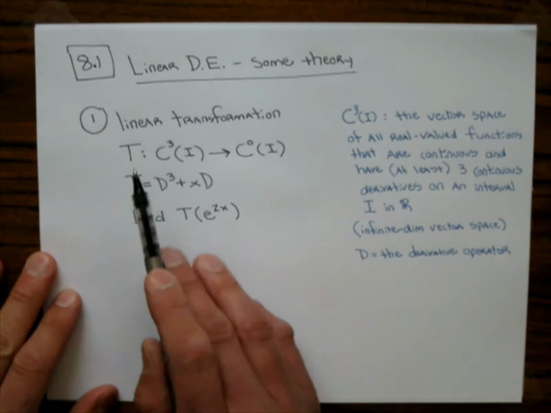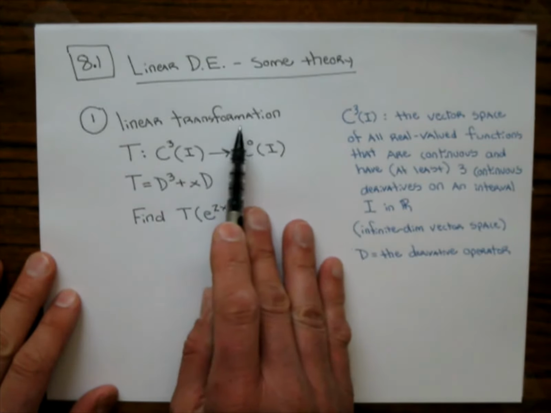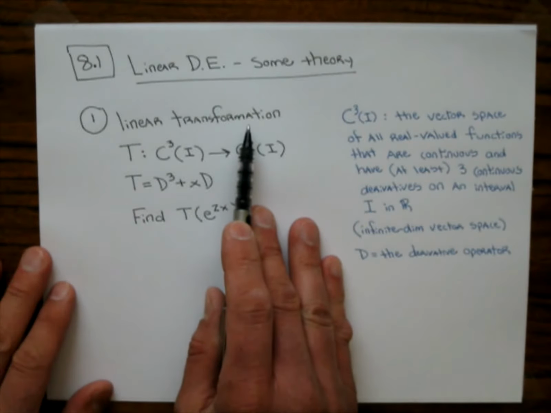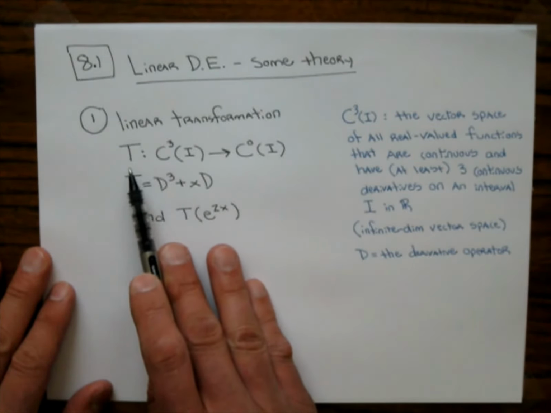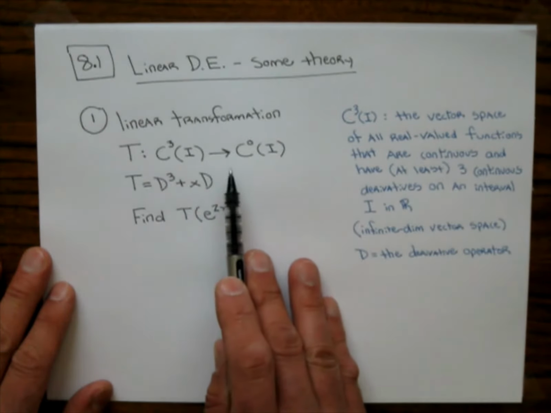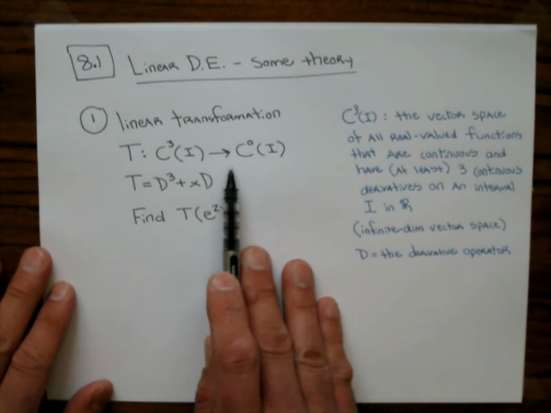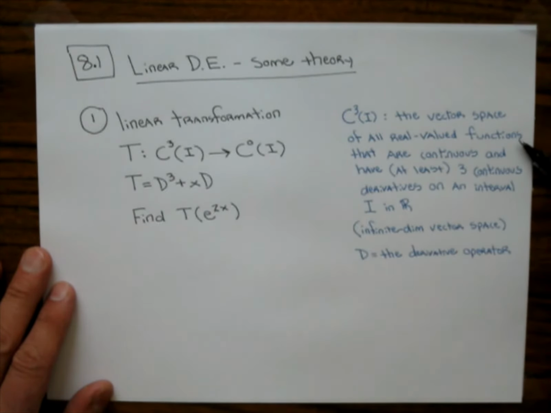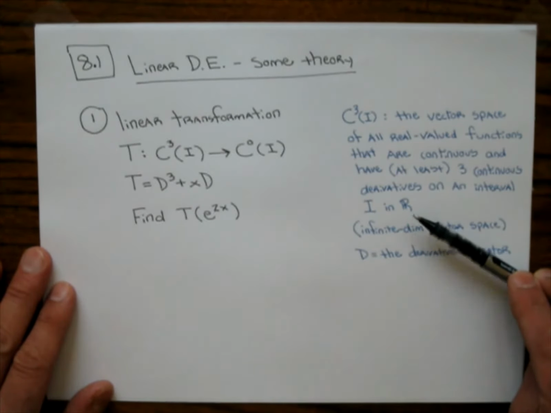So, problem number 1, they give you a linear transformation. So this is weird. You might have thought we finished with linear algebra, but we're going to use linear algebra in this section. The linear transformation goes from C3 to C0. If that kind of scares you, let's see what C3 is. C3 is the vector space of all real valued functions that are continuous and have at least 3 continuous derivatives on an interval I in the real numbers.